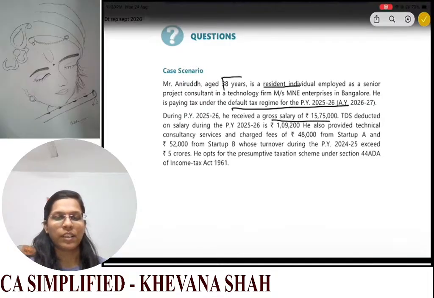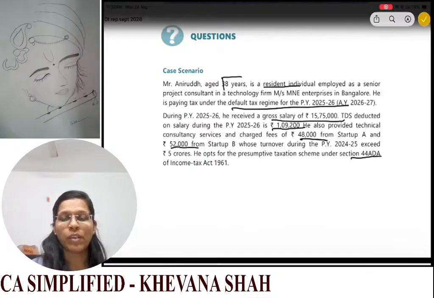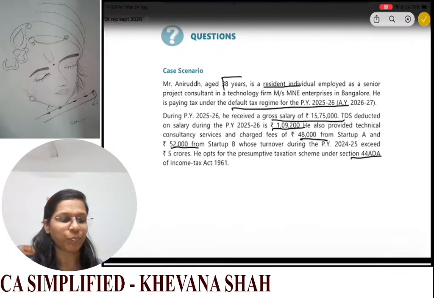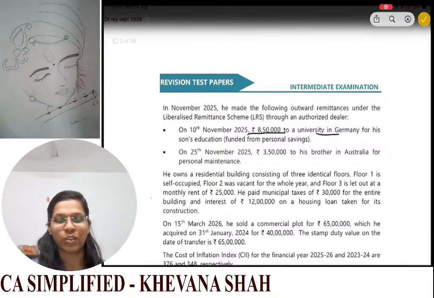Now see, his gross salary we are given is 15,75,000, and you have startup receipts of 48,000 and 52,000 respectively. For salary, we have TDS of 109,200. He is opting for section 44ADA. Then we are given LRS remittance of 8,50,000 for university in Germany, that is education purpose. Then we have 3,50,000 for personal maintenance.